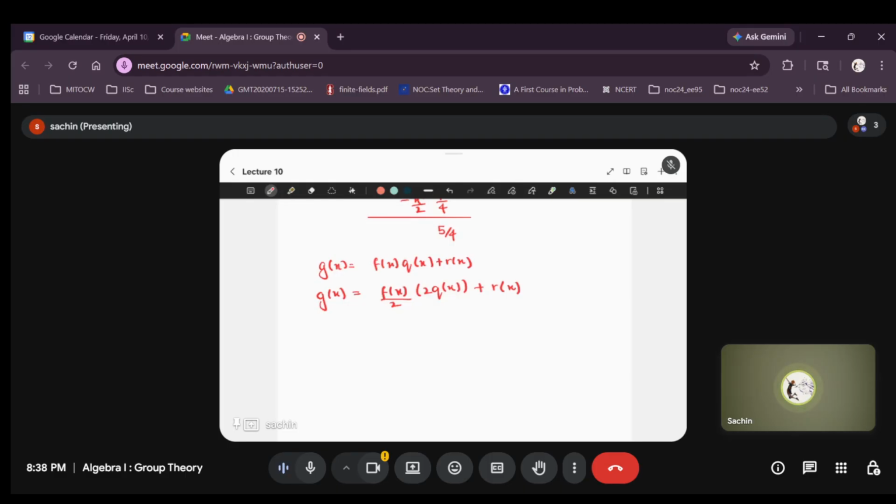Because degree of f of x by 2 is also equal to degree of f of x. R of x has degree less than f of x, which means that R of x also has degree less than f of x by 2. So you would receive the same remainder and twice the quotient. That's all. So the remainder doesn't change if you multiply the divisor by some number, or if you divide it by some number.